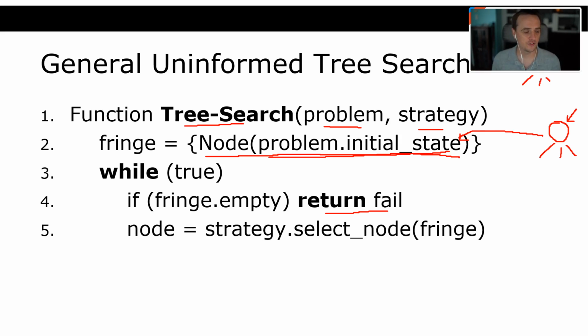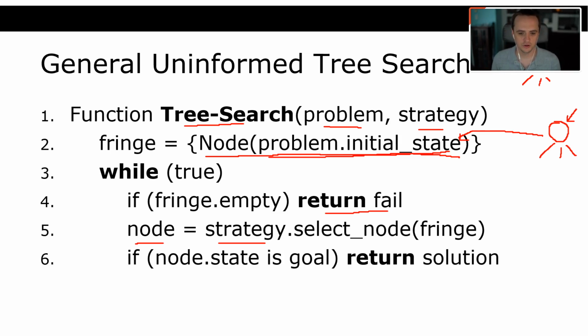Otherwise, if we have things to still explore, then we're going to choose a node from the fringe. And so that's going to come from our strategy. So we're going to say, hey, search strategy, select some node from the fringe to expand next, okay? If that node is the goal, right? So if the state of that node is the goal, then I can return my solution. I've found a path to the goal. That's awesome.